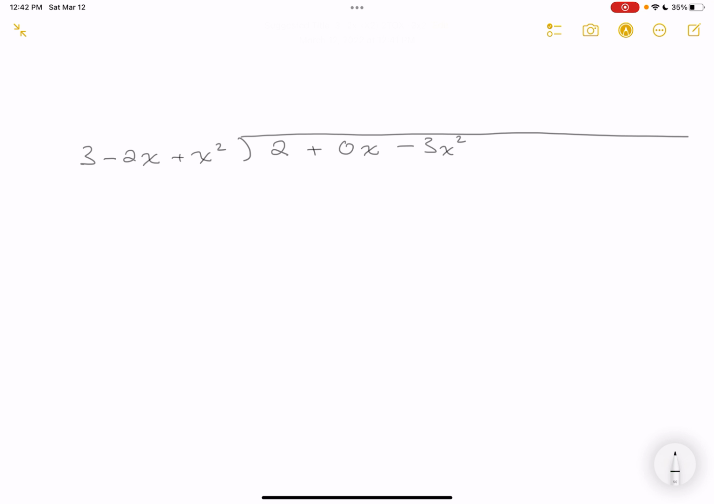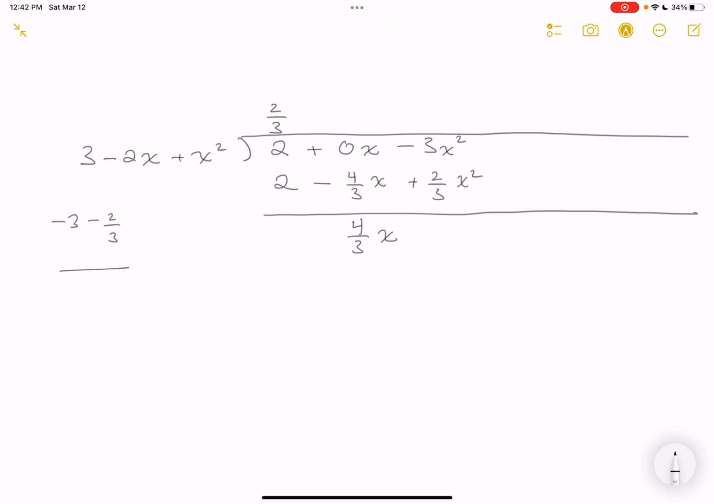Well, let's let the matching game begin. So first thing I'm going to say is 2/3. And 2/3 times 3 is 2. That's a beautiful match. Minus 4/3 of an x plus 2/3 of an x squared. Let's subtract. Fairly simple, at least for the first two terms. Now the next one's going to be minus 3 minus 2/3. Common denominator there would be 9, and that would be minus 9 minus 2, which is minus 11.